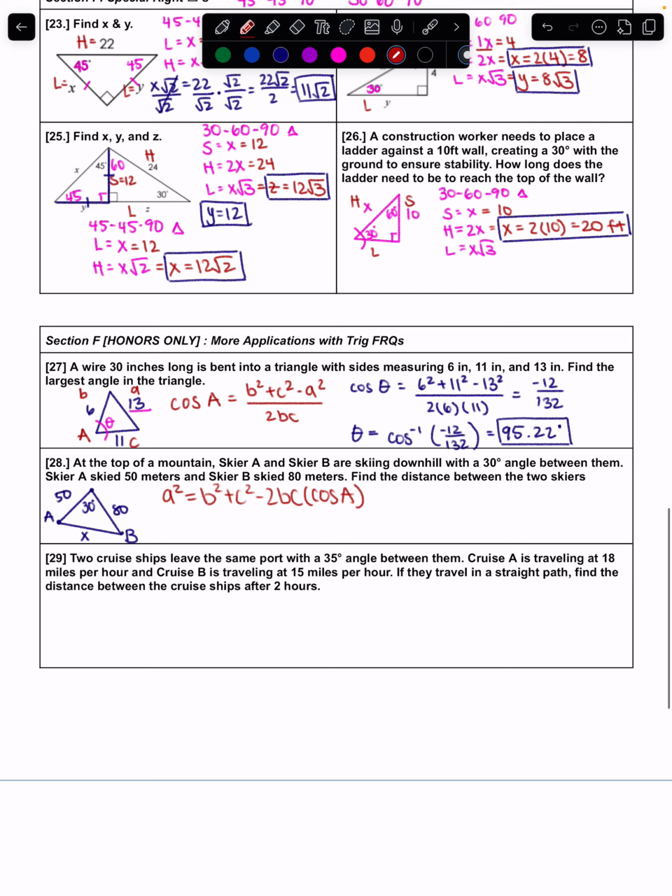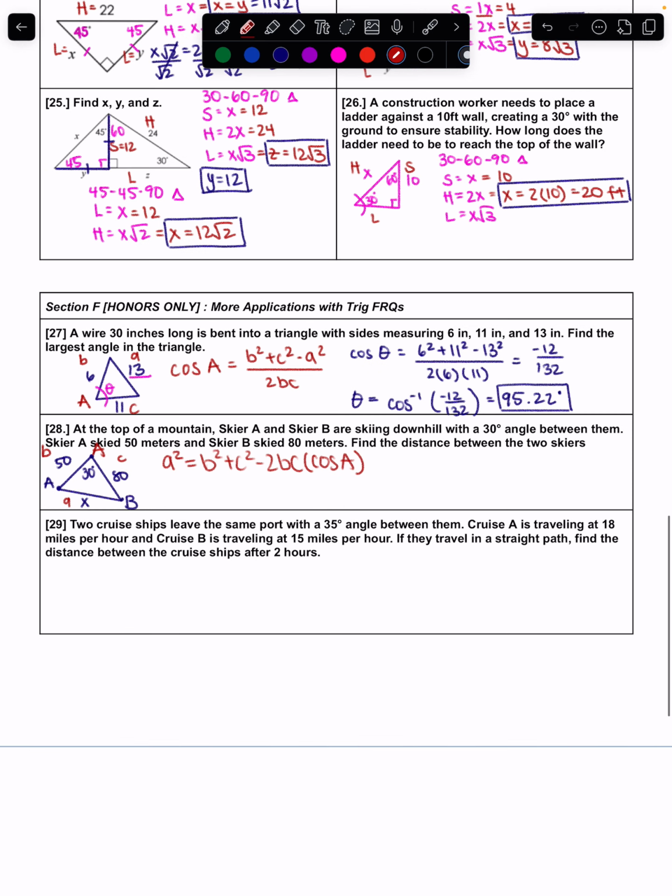Okay, so now we have to go ahead and label what big A, little a, little b, and little c are. My big A is going to be that angle that they gave us, the 30 degrees. My little a is going to be the x, and then b and c go to the other sides.